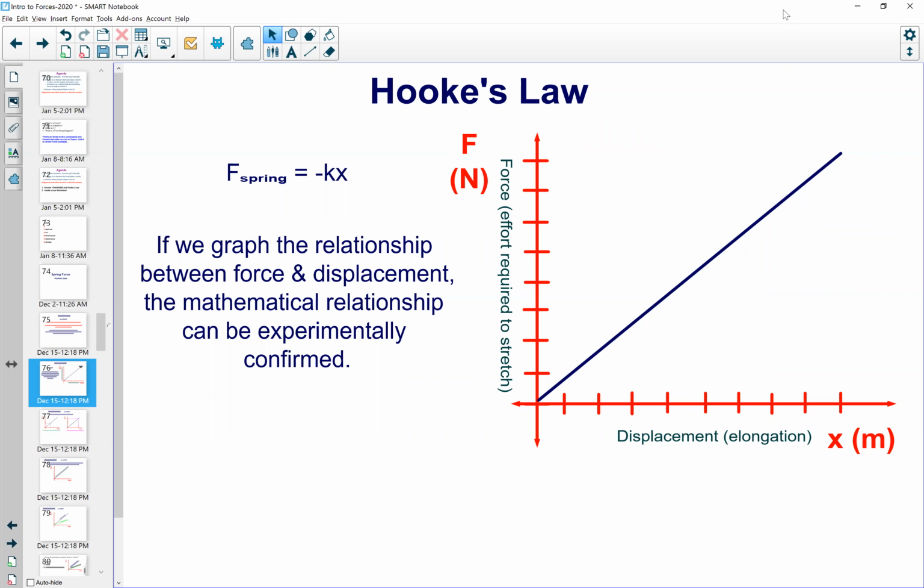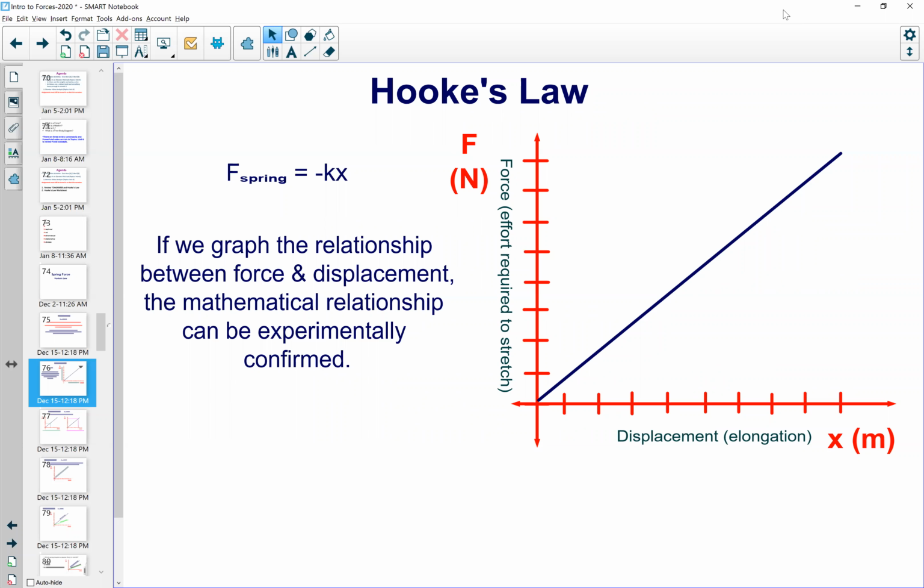In fact, some physicists and some physics teachers I've talked to say that basically everything works like a spring. I think that's a little bit of an overstatement, but it is incredible how many different kinds of scenarios you could think about where this equation could help you. So it's definitely one you want to keep in the back of your mind.